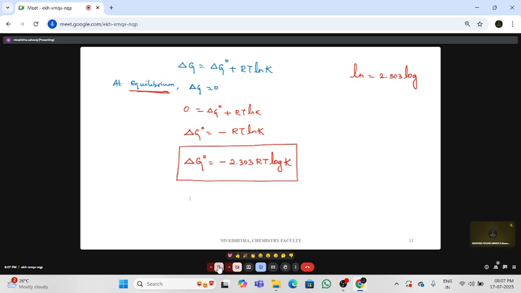So shall we move on to the next concept? Yes, ma'am. Okay. Now we're going to see a few fundamental parameters which you have studied in your physics also.